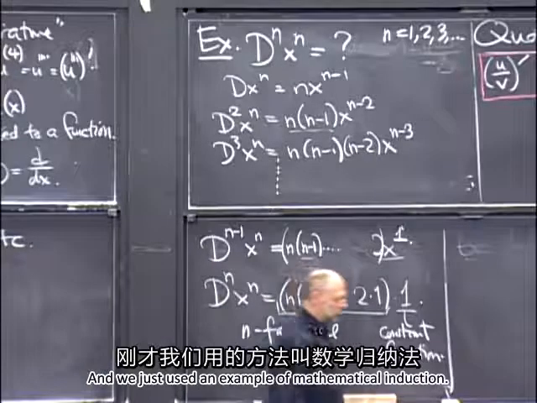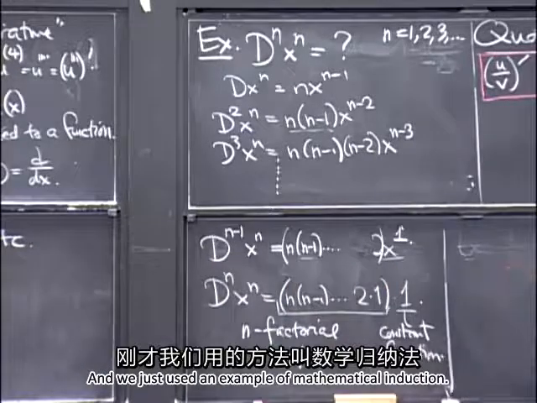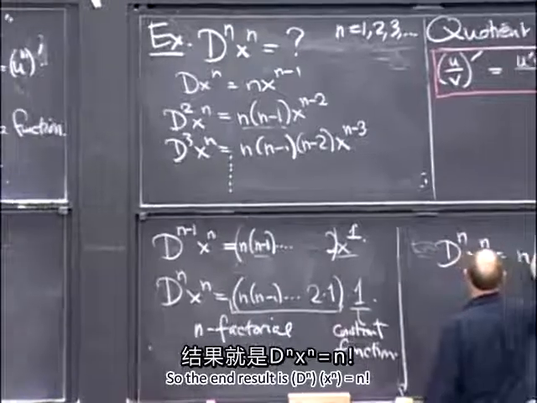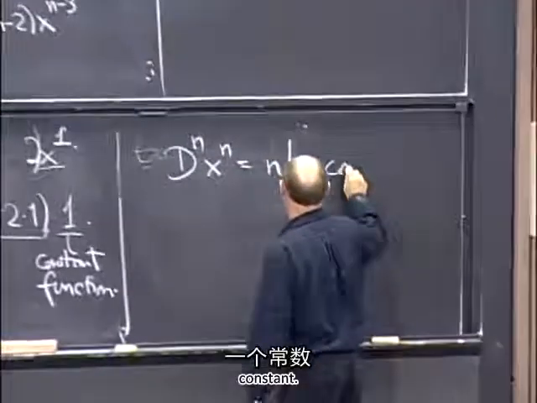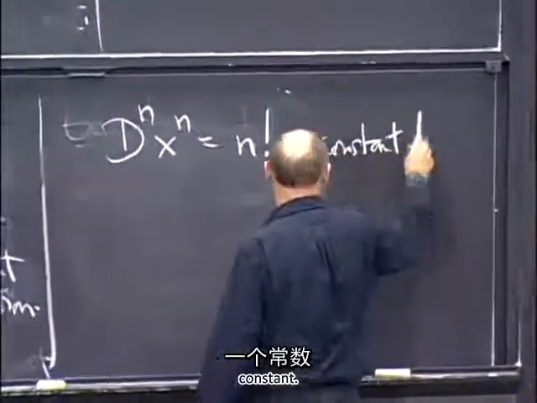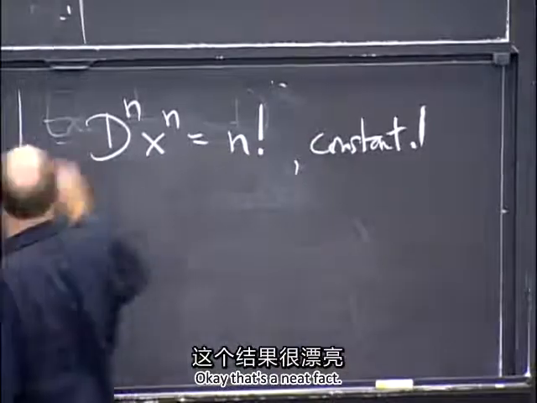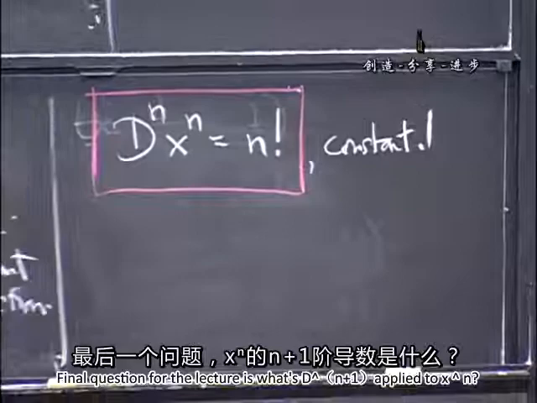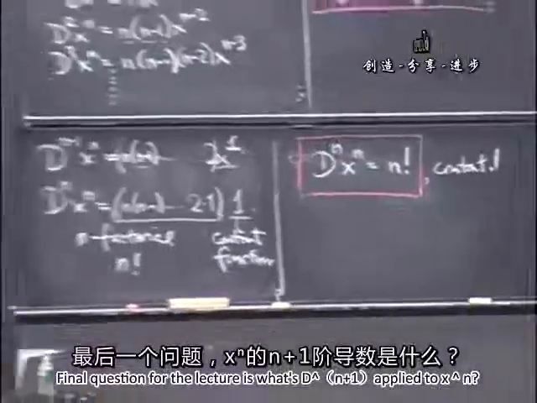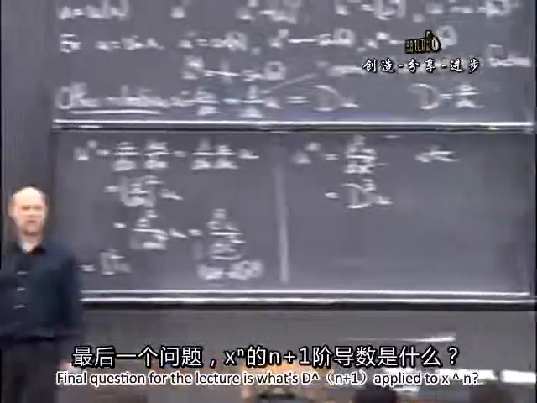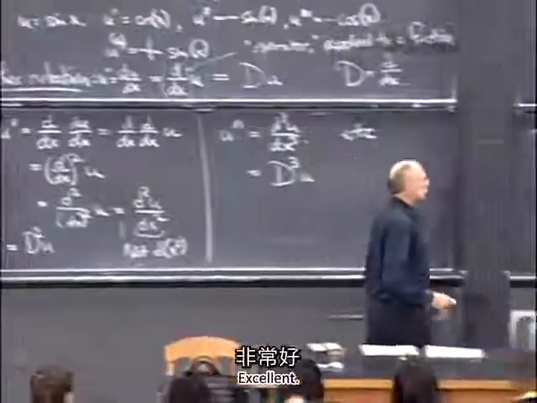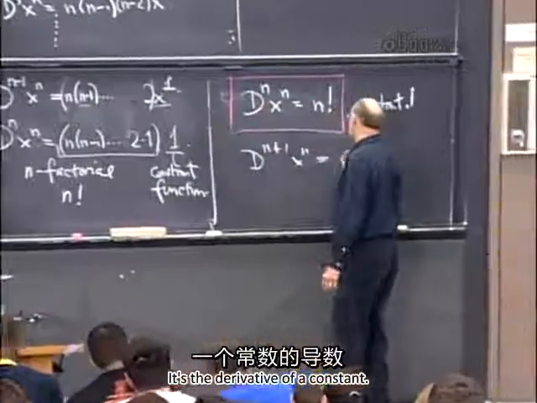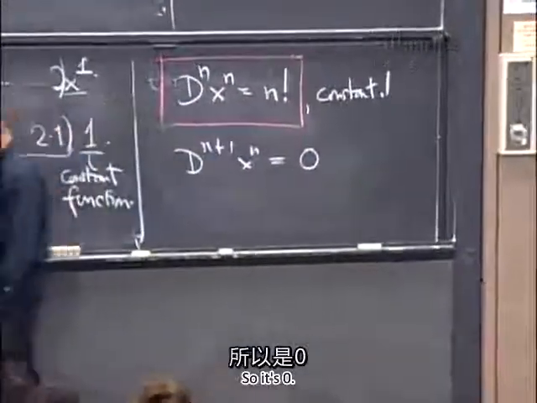And we've just used an example of mathematical induction. So the end result is d to the n of x to the n is n factorial, a constant. Okay, that's a neat fact. Final question for the lecture is, what's d to the n plus 1 applied to x to the n? Ha! Excellent. It's the derivative of a constant, so it's 0. Okay, thank you.